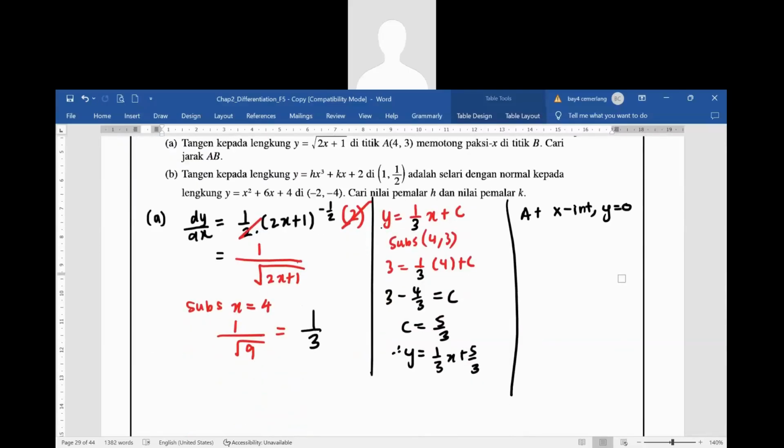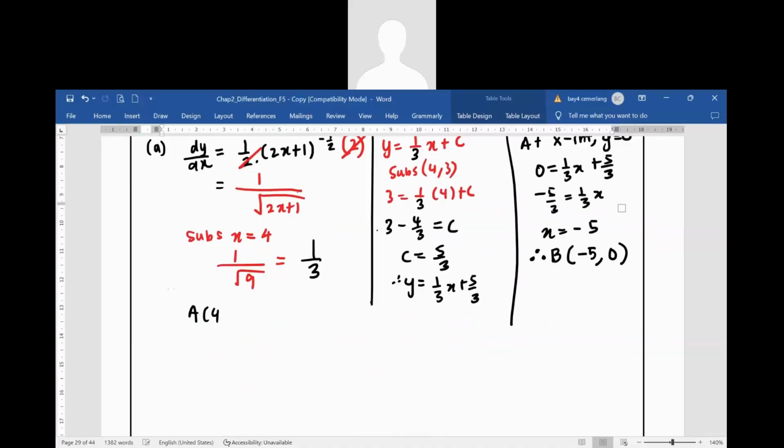So, 0 is equal to 1 over 3 x plus 5 over 3. And negative 5 over 3 is equal to 1 over 3 x. So, x should be negative 5. Alright, x should be negative 5. Therefore, the point B is (negative 5, 0). Why? 0 because it is the x-intercept. Okay, but what does the question ask for? Distance of AB. So, your A is (4, 3), your B is (negative 5, 0), and then you can use your distance formula.